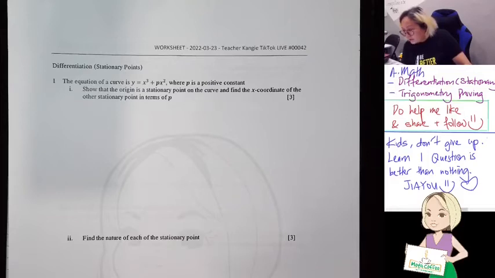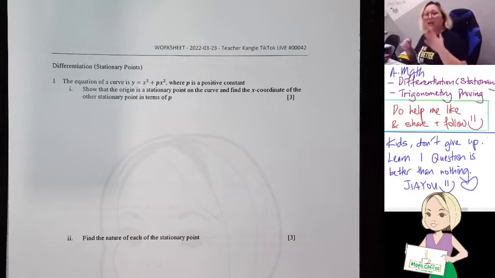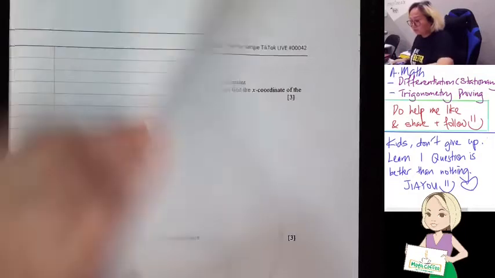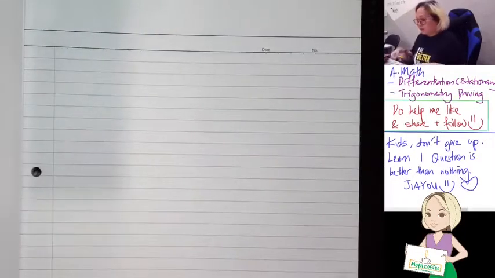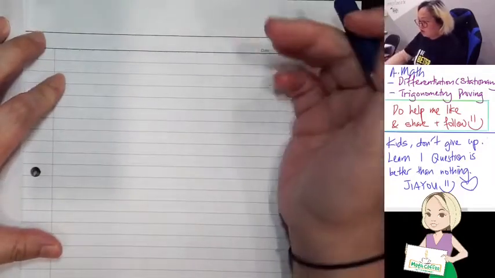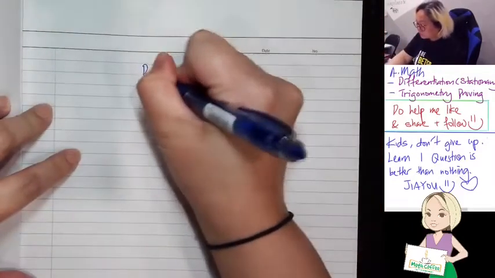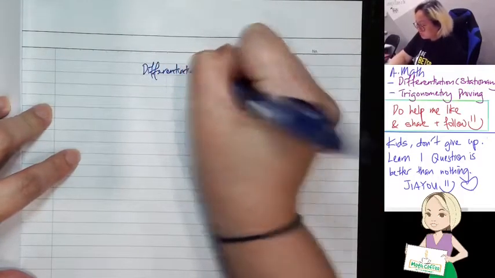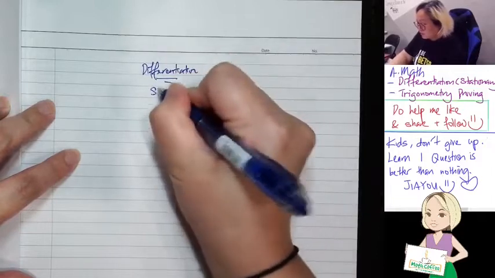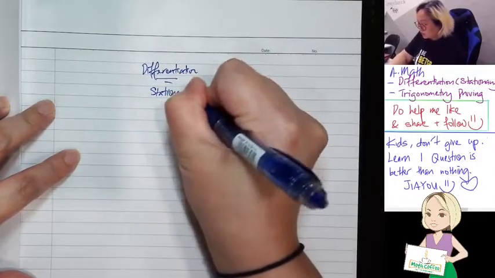So let's start with differentiation applications using stationary points. Before I start, let me explain what it is. Over here, I'm going to draw, because mainly I'm going to talk about stationary points.